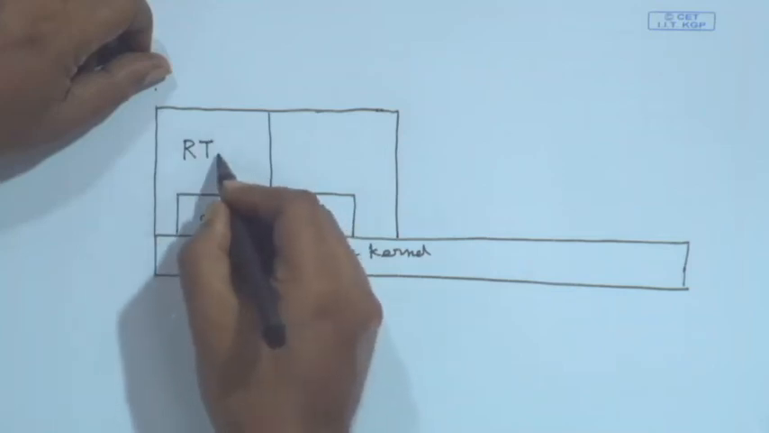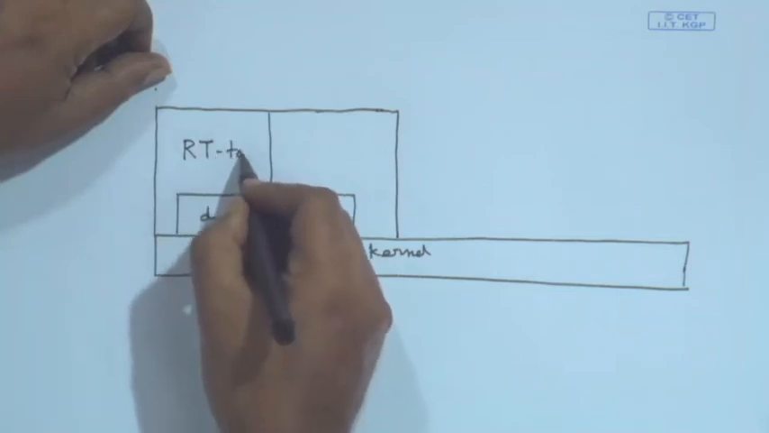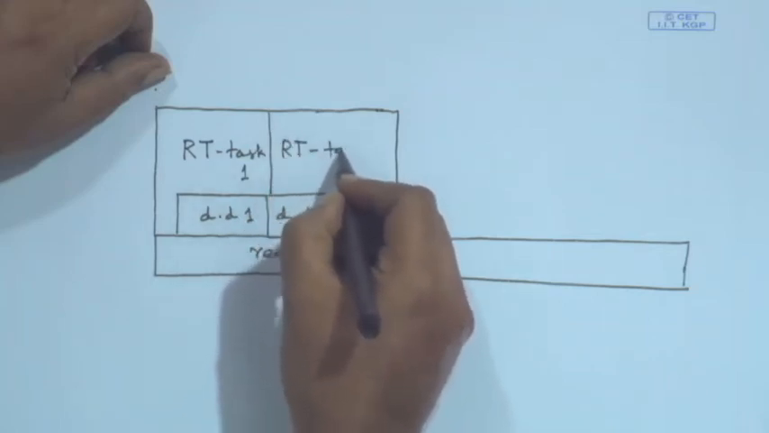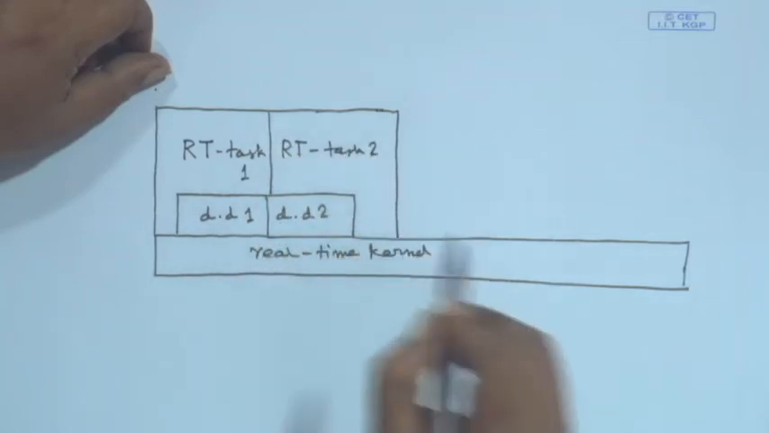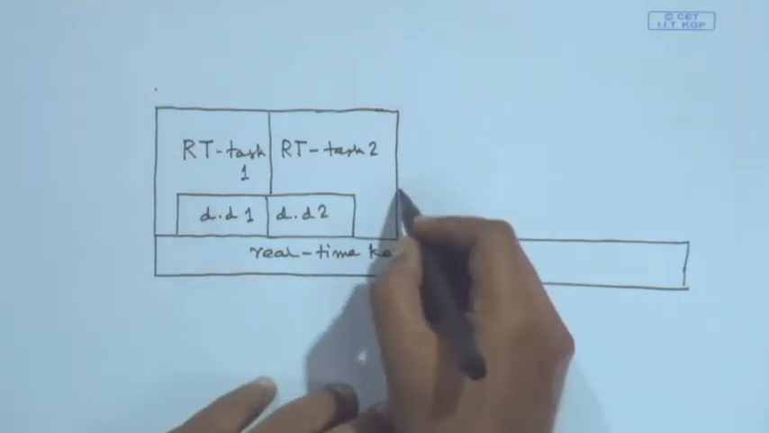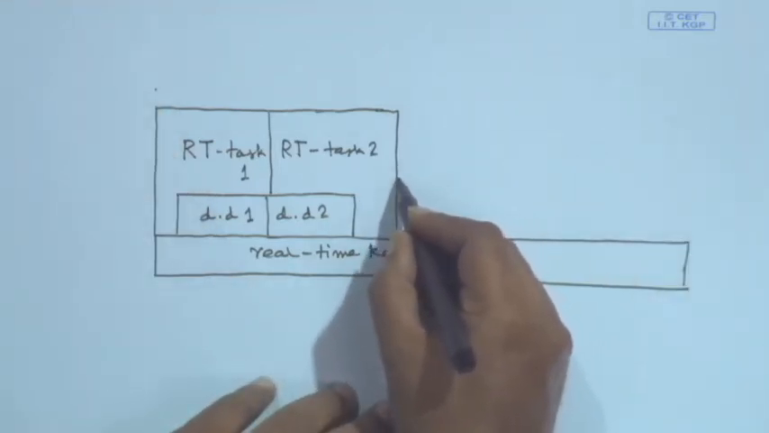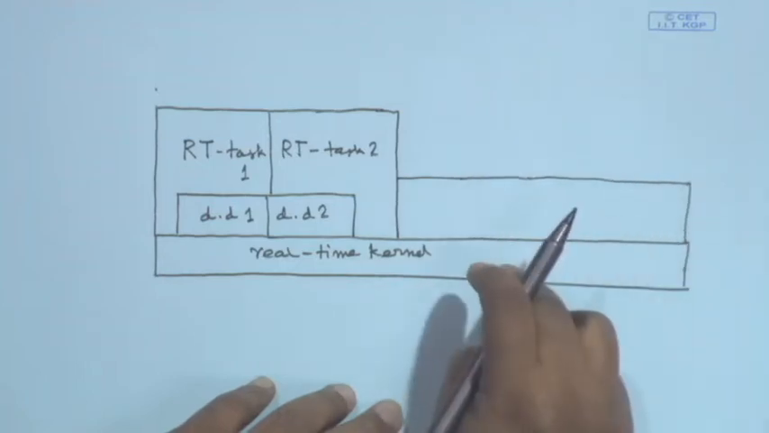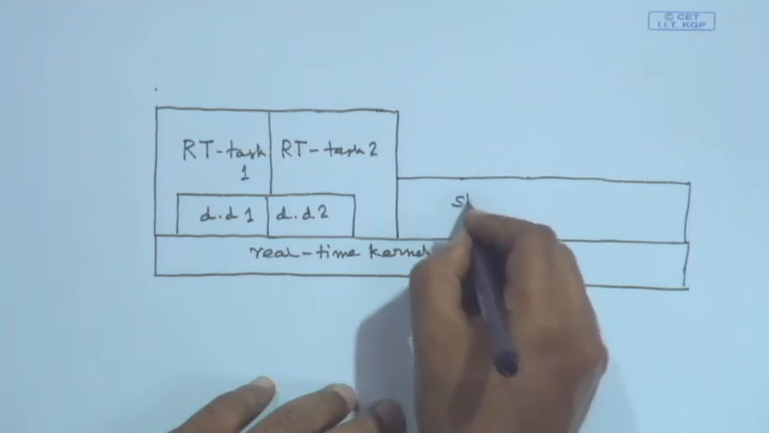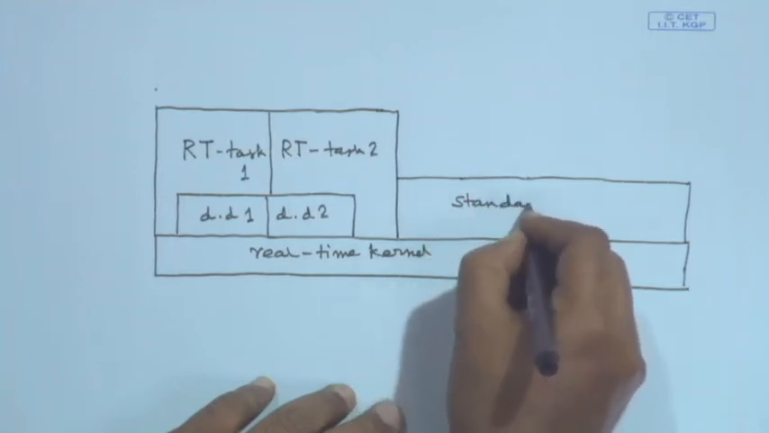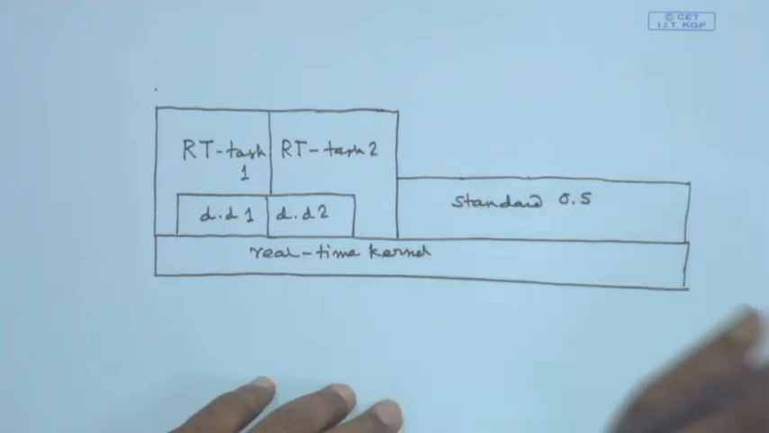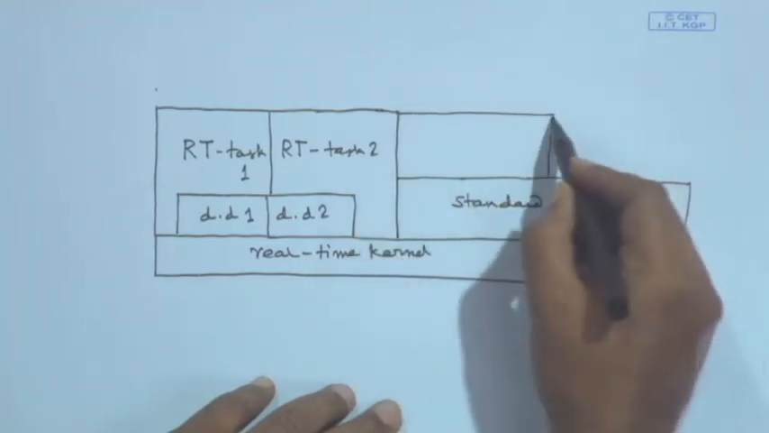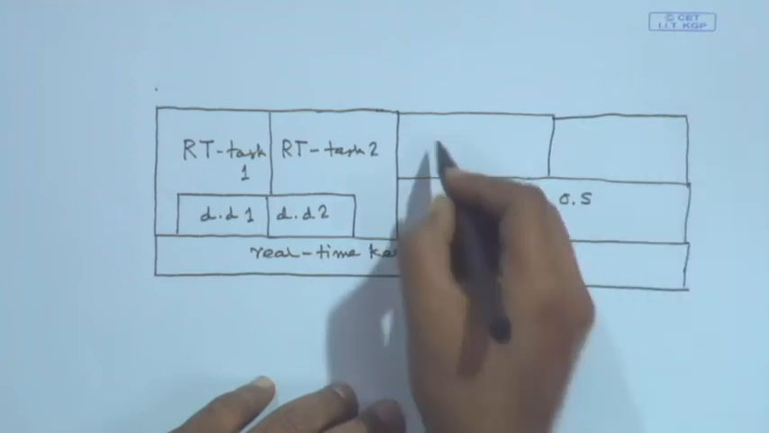time task 1, say RT task 2. All right. On the other side, I have got the standard OS running on this kernel. Okay. Running on the same kernel, and on this side I have got non-RT task.